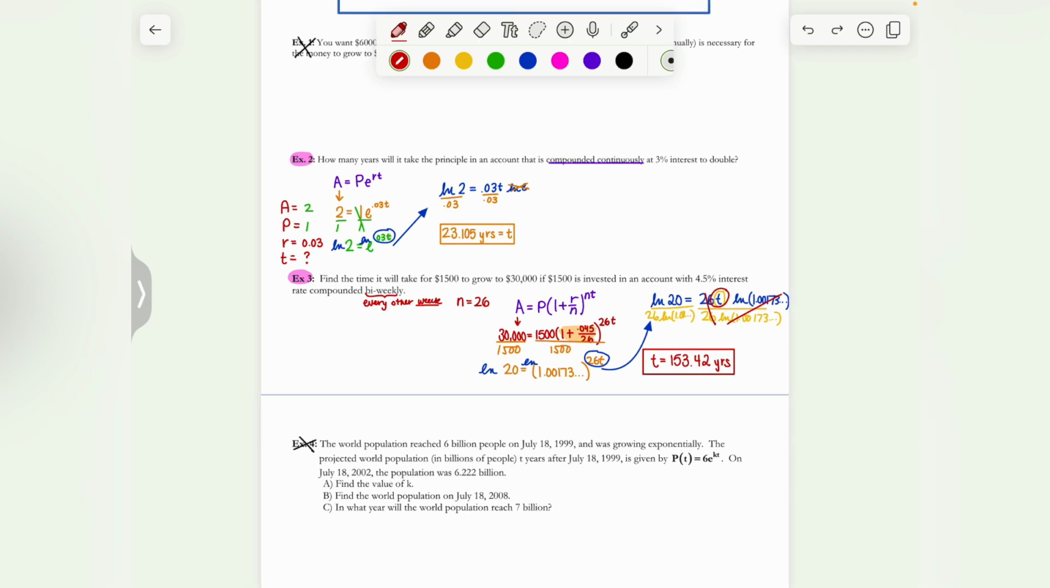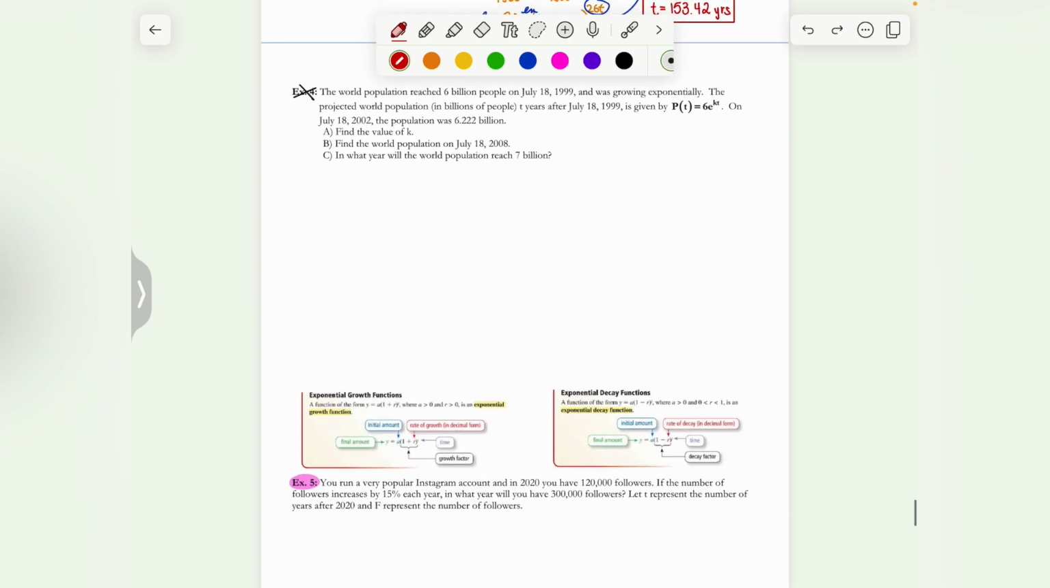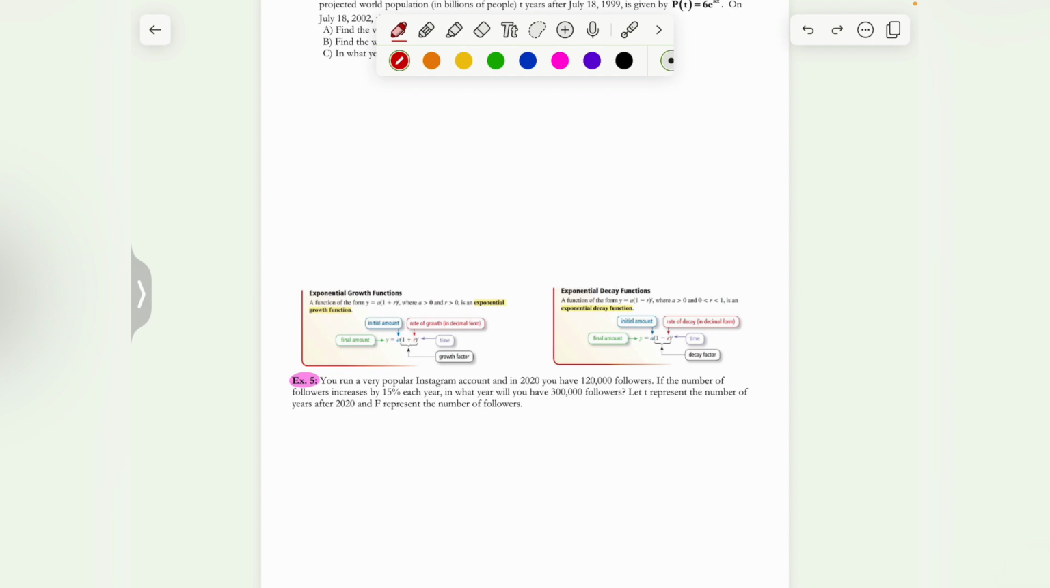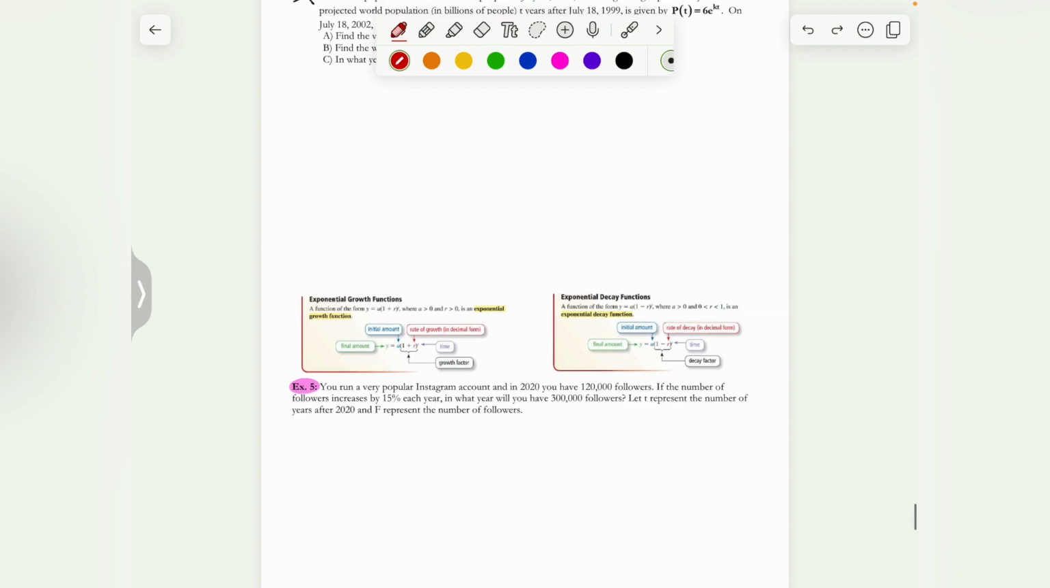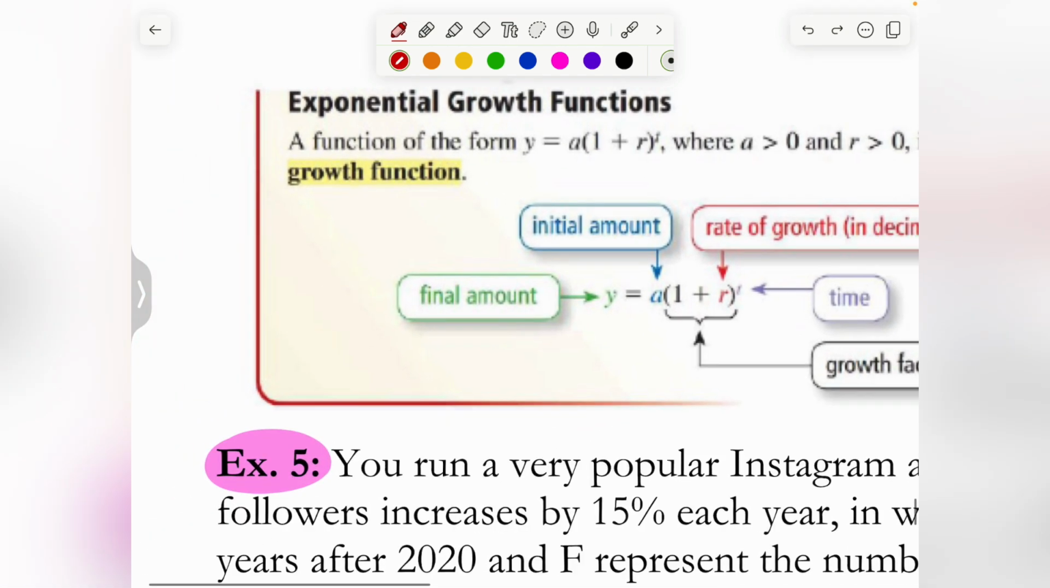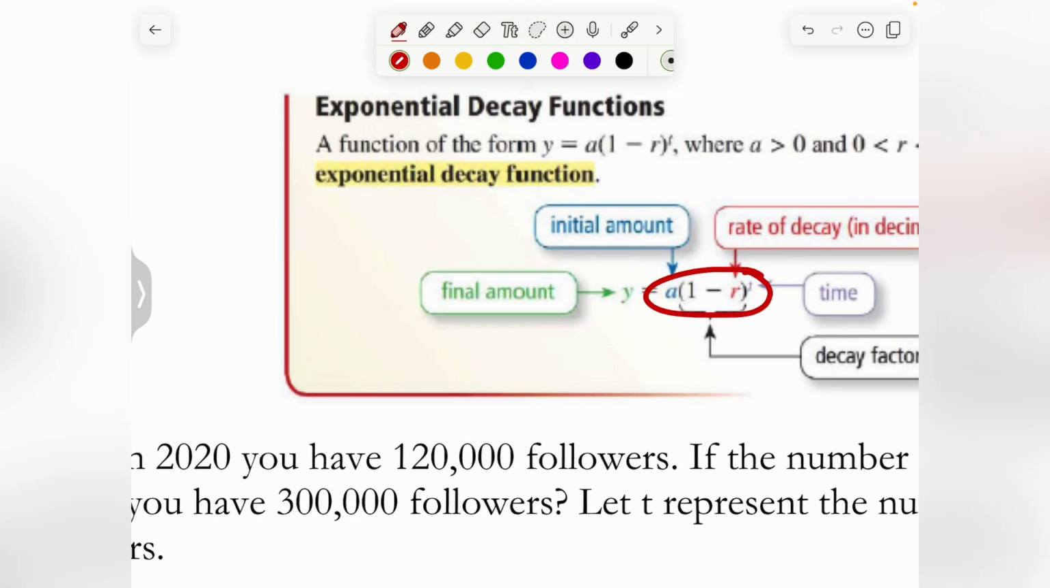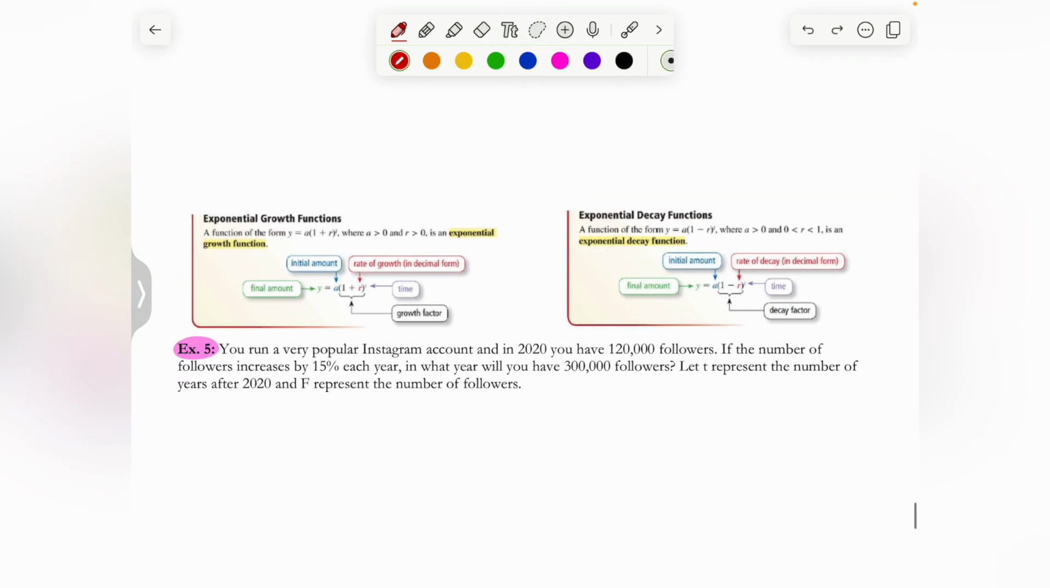All right, so there's those two examples. And I'm going to skip example 4. We're going to go to example 5. And this is just your basic, kind of like what we saw in the mini quiz. This is your basic exponential growth or exponential decay. And again, whichever formula you're going to have to use, we're going to give you.